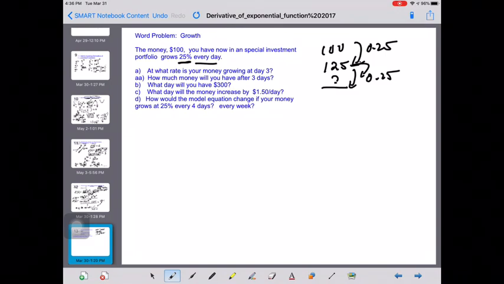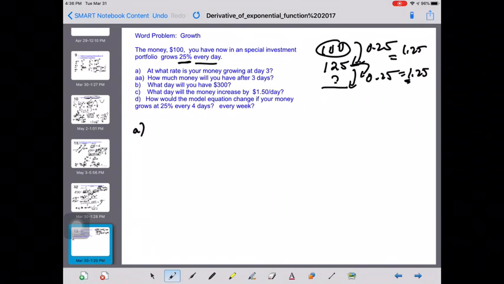So in this case, you're always multiplying by what number to get from one to the other? In this case, 1.25, because you want to keep the original amount from before. So we're always multiplying by 1.25 from 100.